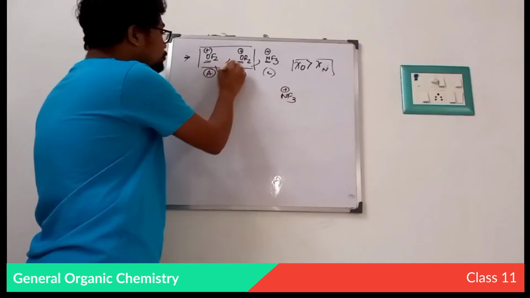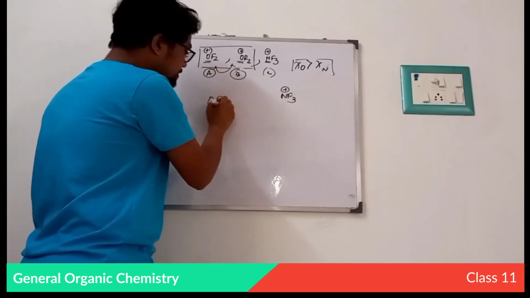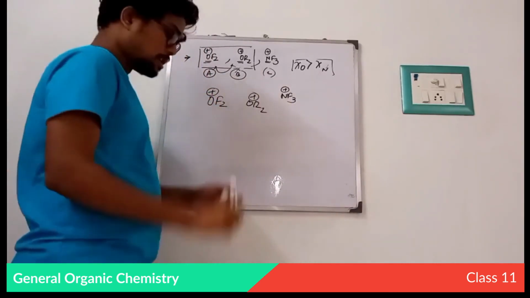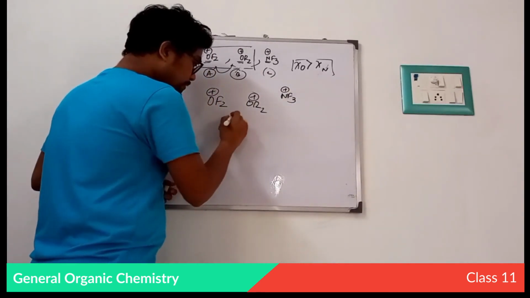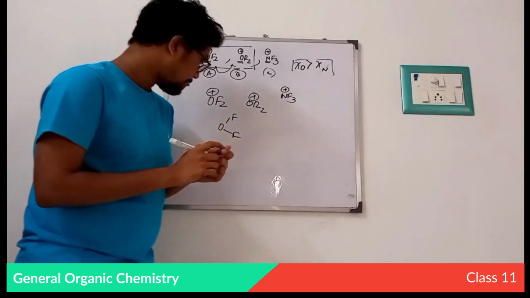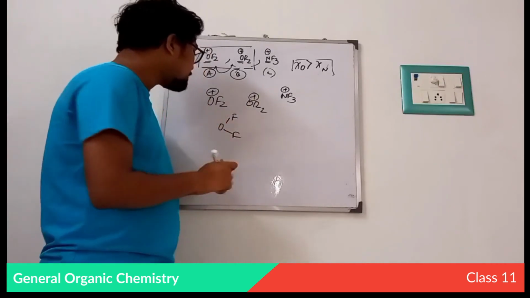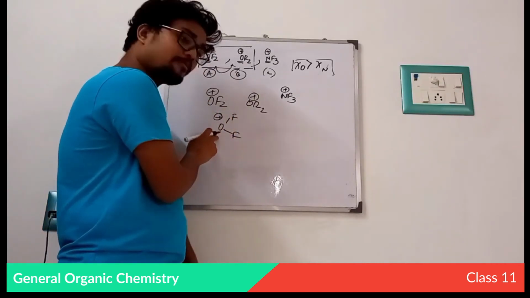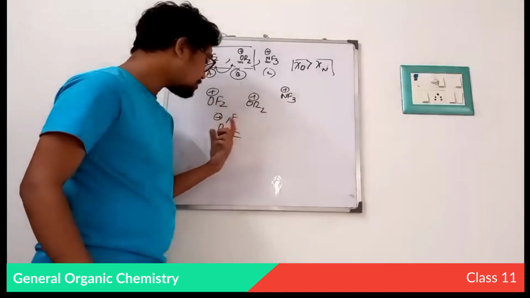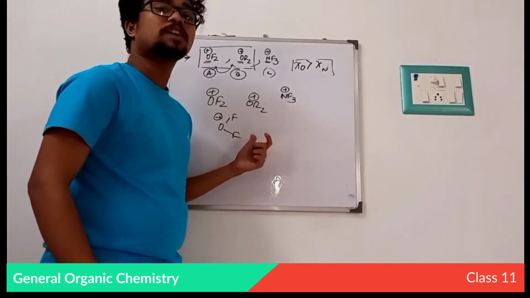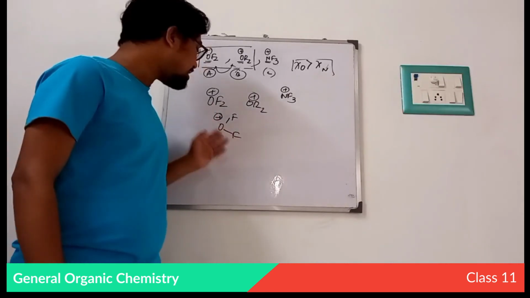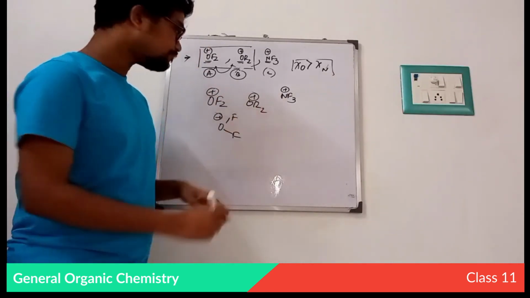Right, now how do you compare OF2 plus and OR2 plus? Listen very carefully. There is OF2 plus and this is OR2 plus. In OF2 plus, this electronegative atom already has a positive charge, and also it is attached to fluorine, which has the highest electronegativity in the periodic table. So it has the highest minus I effect between the two.